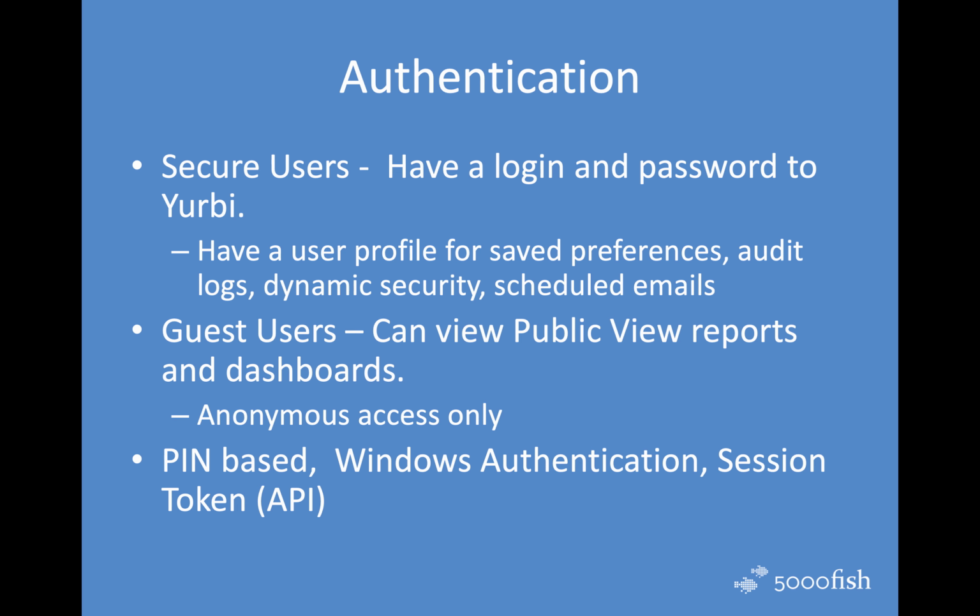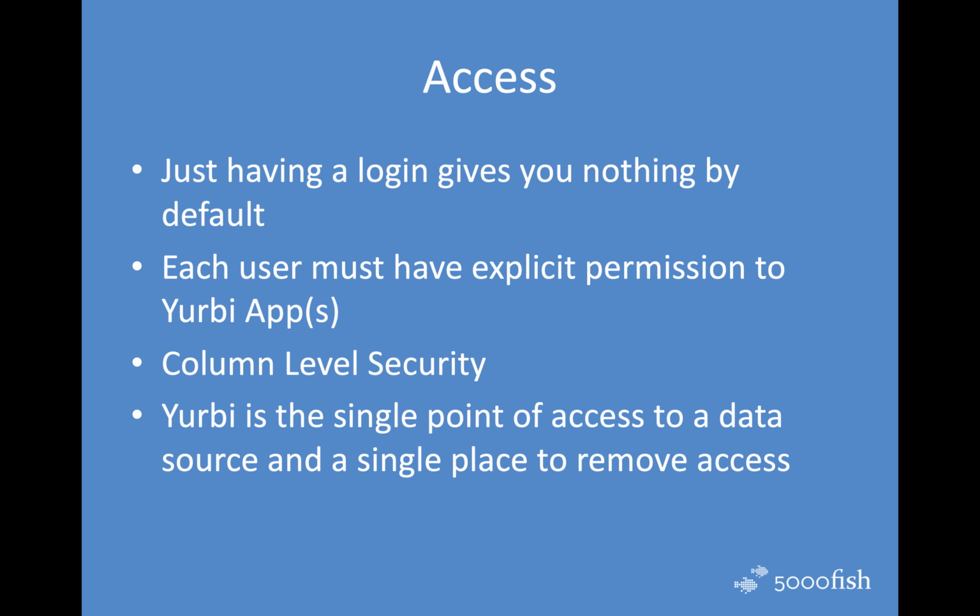So that's authentication. That's if they can log in or not. Now, the key thing to know about authentication, just because they can log in doesn't really give them access to do much of anything. The second level of control is called access. And that's going to be what specific Yurbi apps they have access to communicate with. What data source? Think of a Yurbi app as a data source. What data sources can they talk to? If you don't give them any access permission, then they can't talk to your backend data.